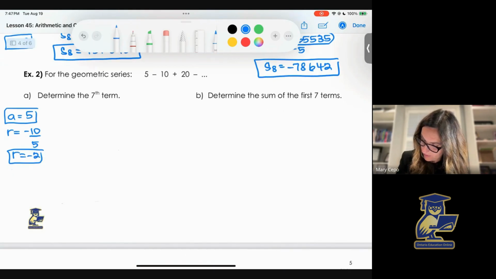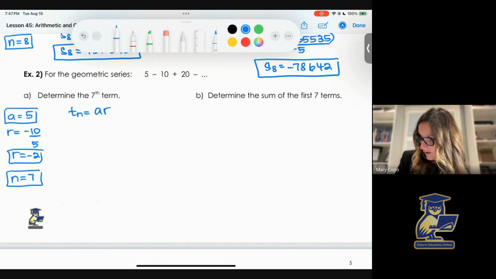Okay, and we also know that n in this case is 7. So again, just to remind us, a r^(n-1) is the formula for a geometric sequence. We want to know the 7th term, so it would be a, which is 5, times negative 2 to the power of 7 minus 1.